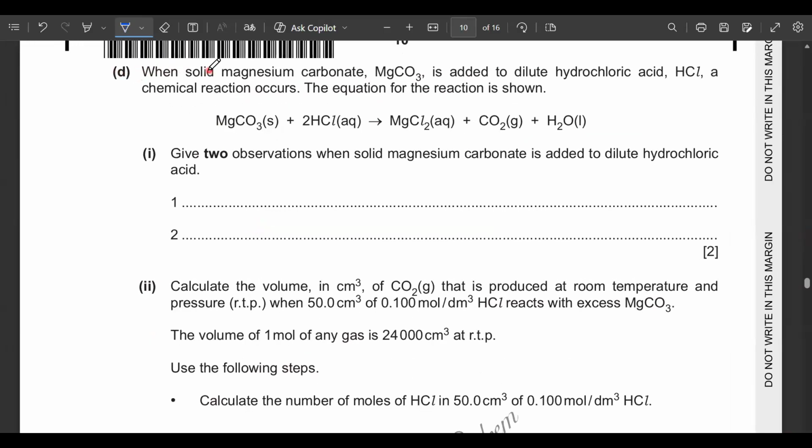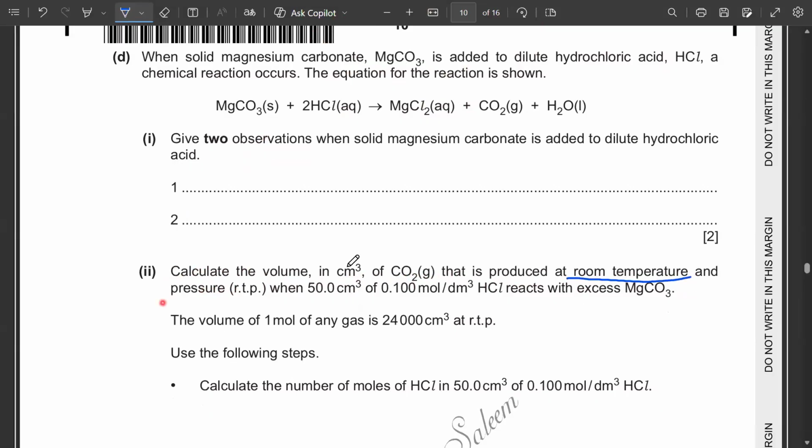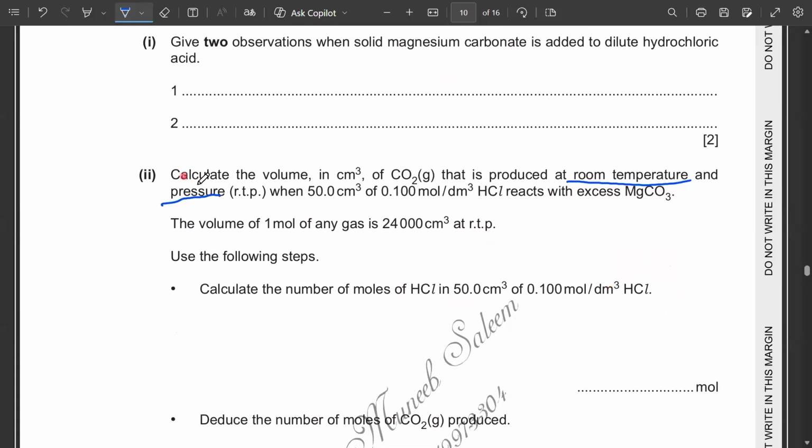When solid magnesium carbonate is added to dilute hydrochloric acid, a chemical reaction occurs. The equation for the reaction is shown. Part 2 says, calculate the volume in cm cube of the carbon dioxide that is produced at room temperature and pressure, RTP. Room temperature and pressure is abbreviated as RTP. When 50 cm cube of 0.1 mole per dm cube HCl reacts with excess MgCO3, the volume of 1 mole of any gas is 24,000 cm cube at RTP.